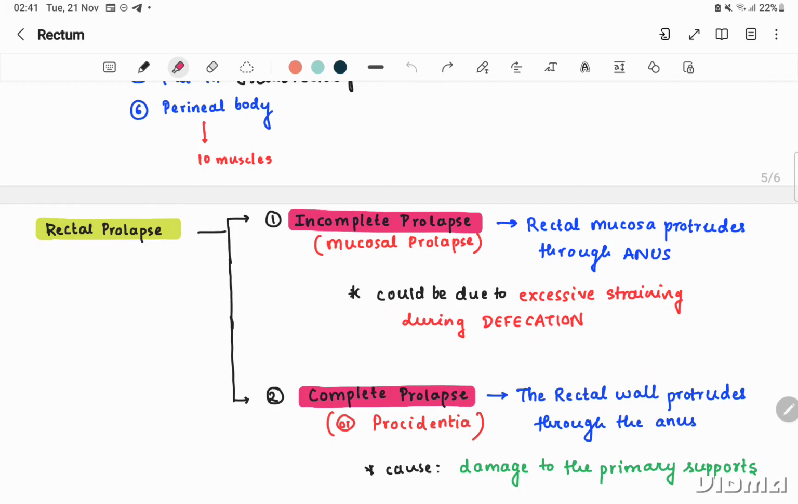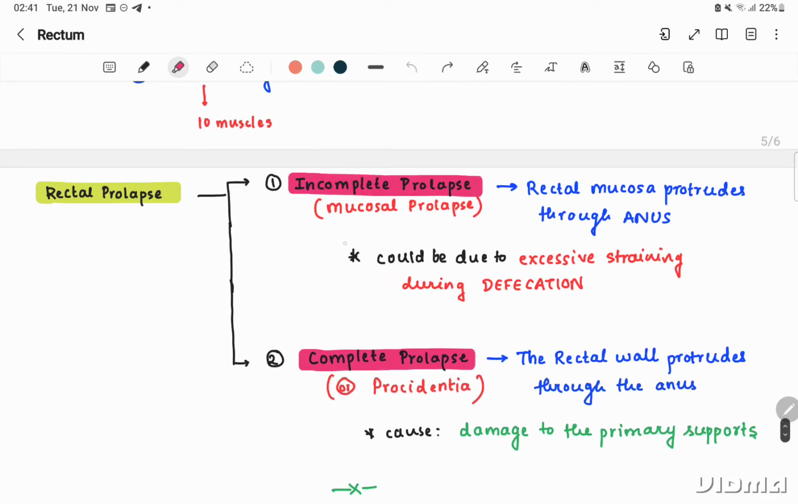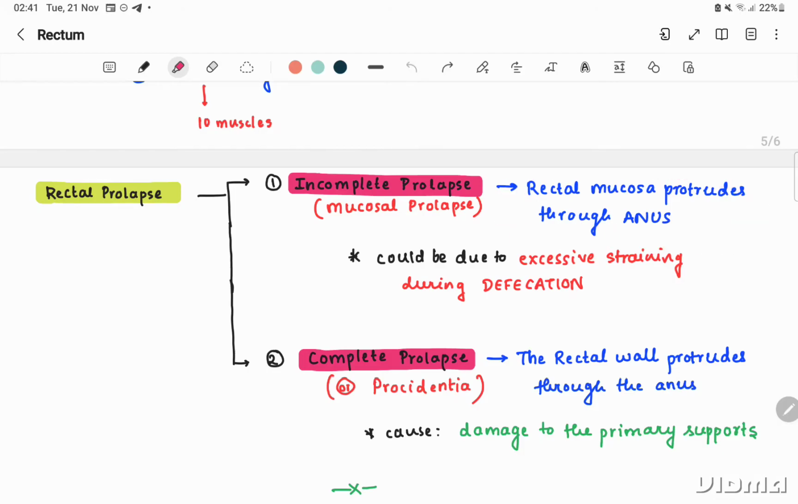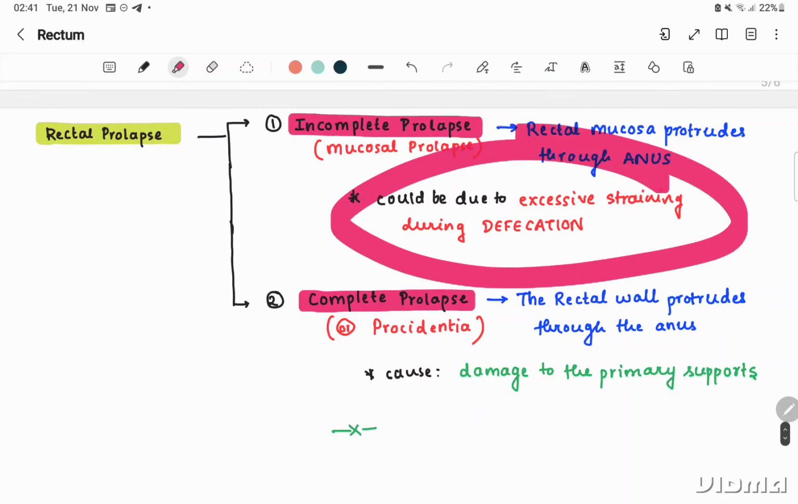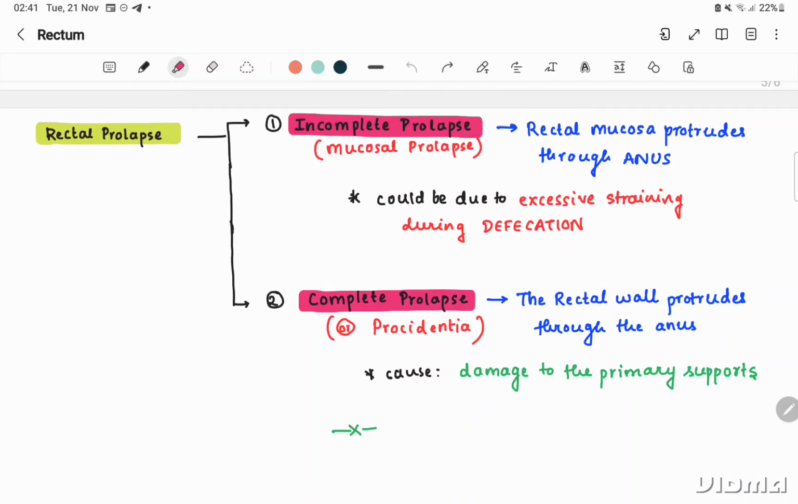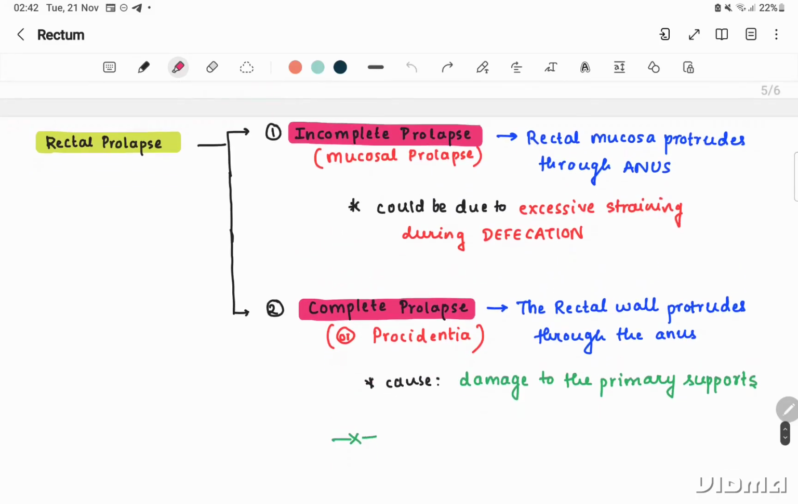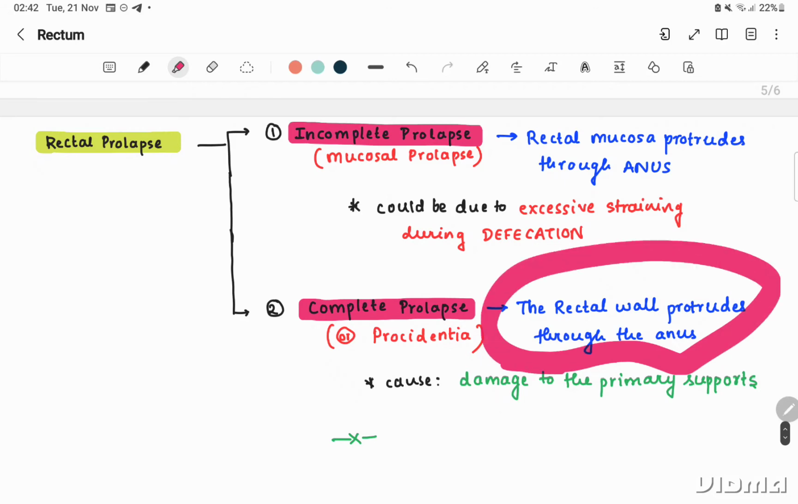Talking about rectal prolapse, there is an incomplete prolapse of the rectum, that is called the mucosal prolapse, where the rectal mucosa protrudes through the anus. Due to excessive straining during defecation, rectal prolapse may occur. And complete prolapse, or procidentia: in complete prolapse or procidentia, the rectal wall will protrude through the anus.